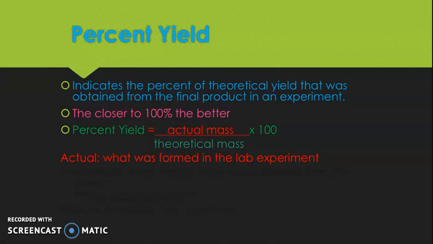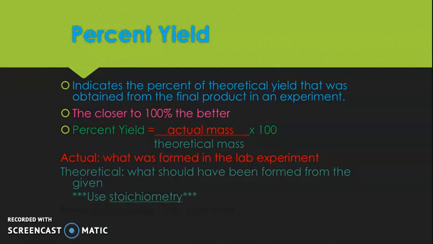So you do your actual mass, what you actually got in the lab experiment, divided by your theoretical mass, which should have been formed from the given, using stoichiometry to find that. And then you take that answer times 100 because it's a percent. Your answer will be labeled with a percent, and that's your percent yield. Then you can rate them as excellent, fair, and poor.